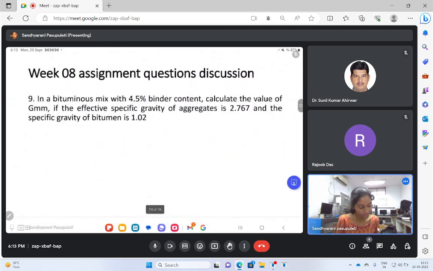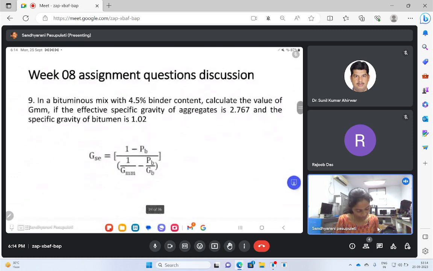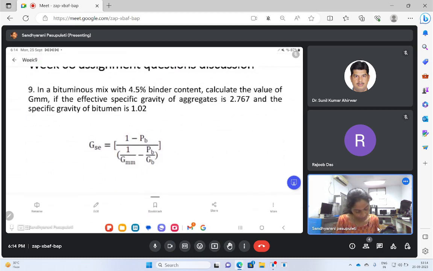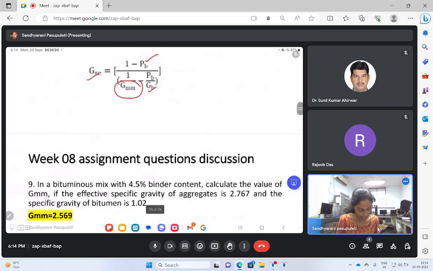In a bituminous mix with 4.5 binder content, calculate the value of GMM if the effective specific gravity of aggregate is 2.767 and the specific gravity of bitumen is 1.02. This is again a direct question. Bitumen content is given, effective specific gravity is given, and the specific gravity of bitumen is also given. If you see the formula, everything is given. This is given, this is given, this is given. GMM needs to be calculated.